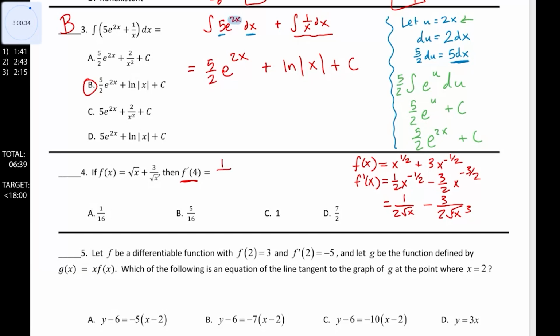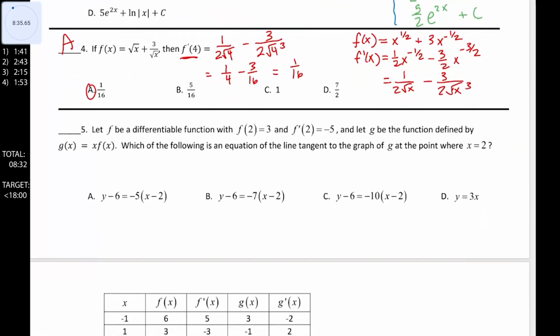So 1 over 2 times the square root of 4 minus 3 over 2 times the square root of 4 cubed. Okay, square root of 4 is 2, so this would be 1/4 minus, let's see, square root of 4 is 2, 2 cubed is 8, 8 times 2 is 16, so this would be 3/16. 1/4 is the same thing as 4/16, so 4 minus 3 is 1, so we get 1/16, and our answer is A.